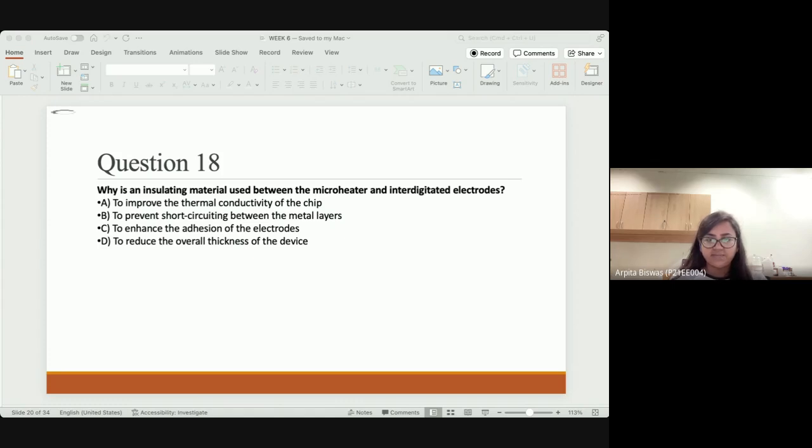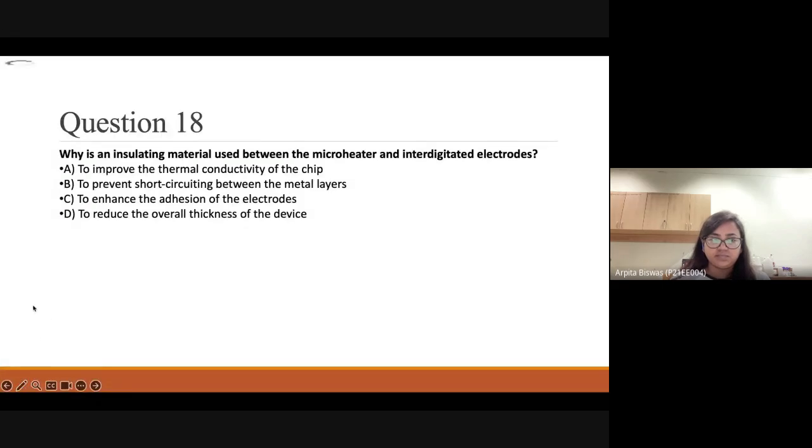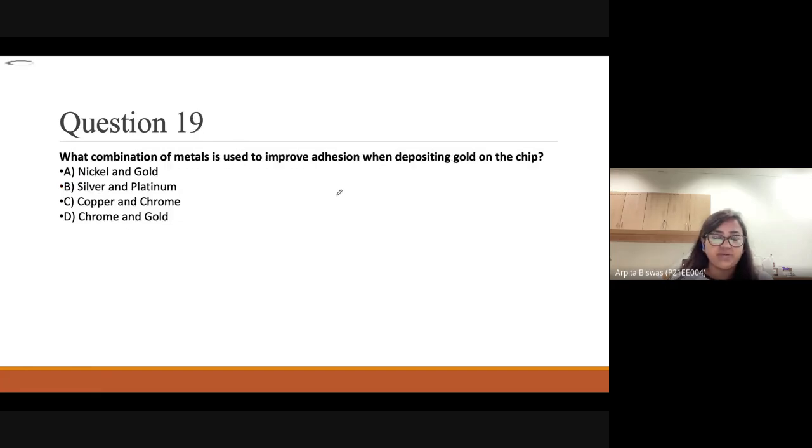So which one is the right answer? The right option is option B, to prevent the short circuiting between the metal layers. Okay. So next move towards the question number 19.